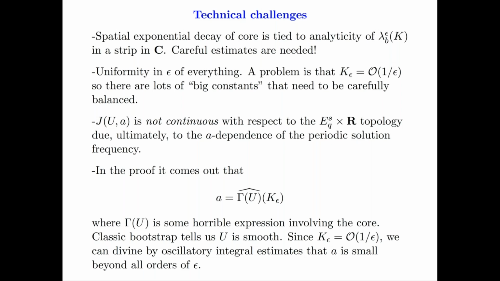And one of the last things I want to say here is that a byproduct of the proof is that you get a formula for A out of it. And it's pretty horrible, but you still get a formula for it. It turns out that A is the Fourier transform of something, this thing that I've called gamma of U, evaluated at the critical frequency. That gamma U thing is a smooth function, and the critical frequency is large. And so the Fourier transform at large frequencies of smooth functions is small. That's oscillatory integral estimates. And so a byproduct of all this is that A is very small indeed. It's beyond all orders of epsilon.